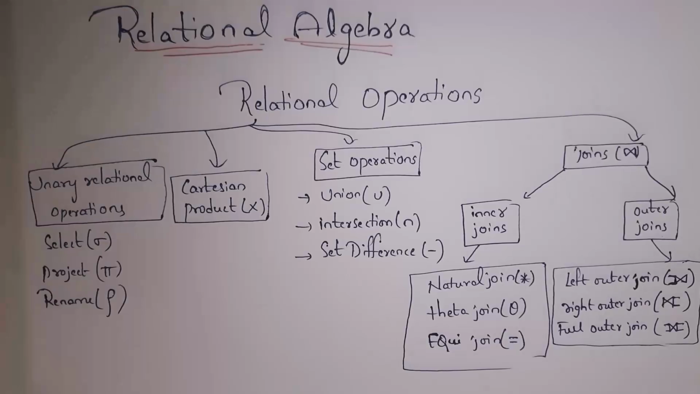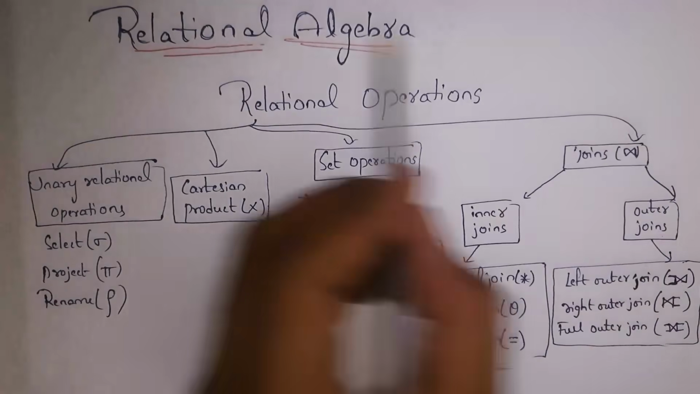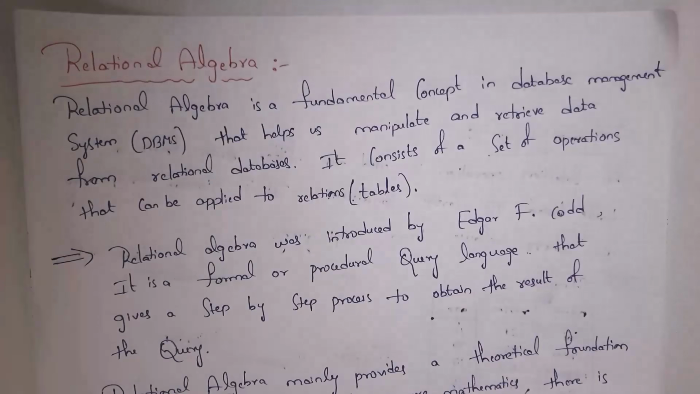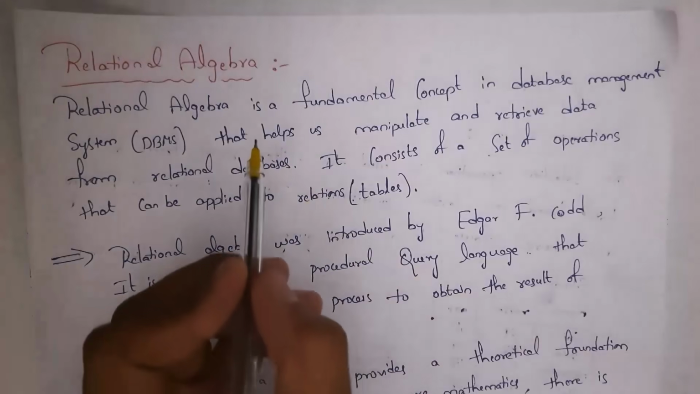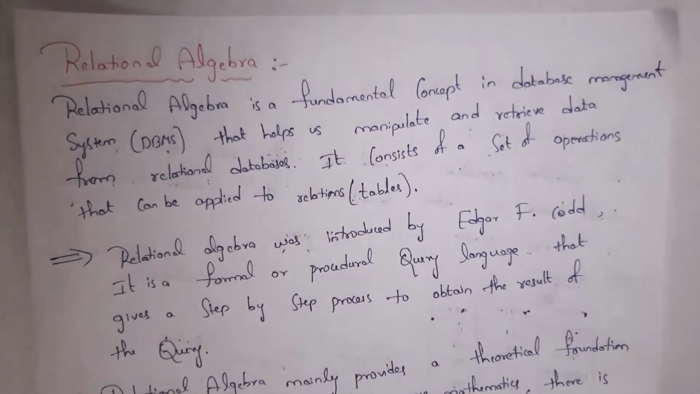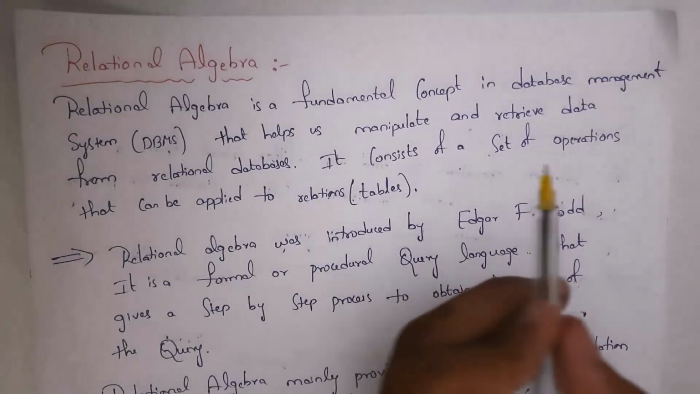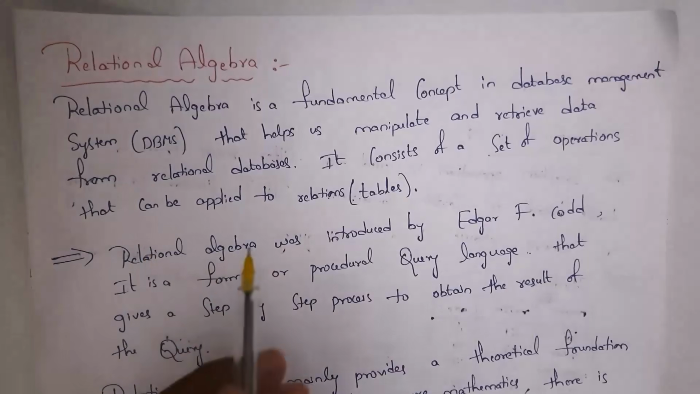Next I will explain complete relational algebra topic in DBMS. I will explain all these relational operators with examples. At first I will explain what is relational algebra. Relational algebra is a fundamental concept in database management system that helps us to manipulate and retrieve data from relational databases. It consists of set of operations that can be applied to relations.